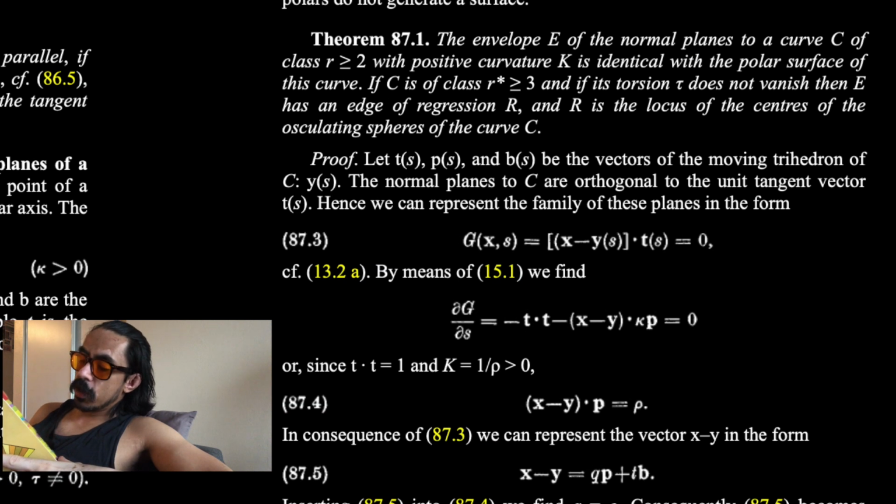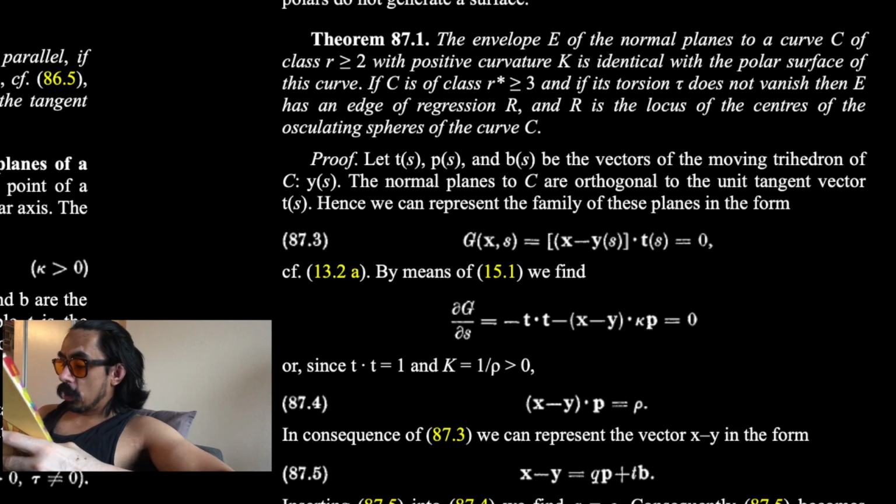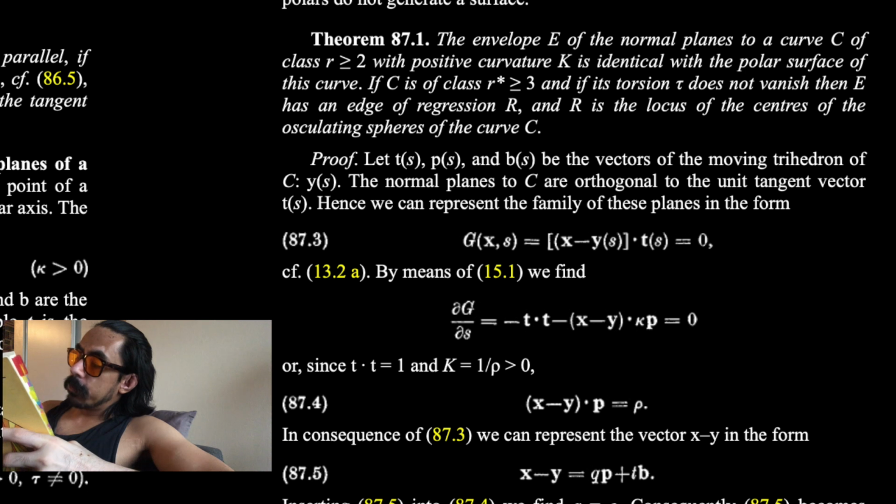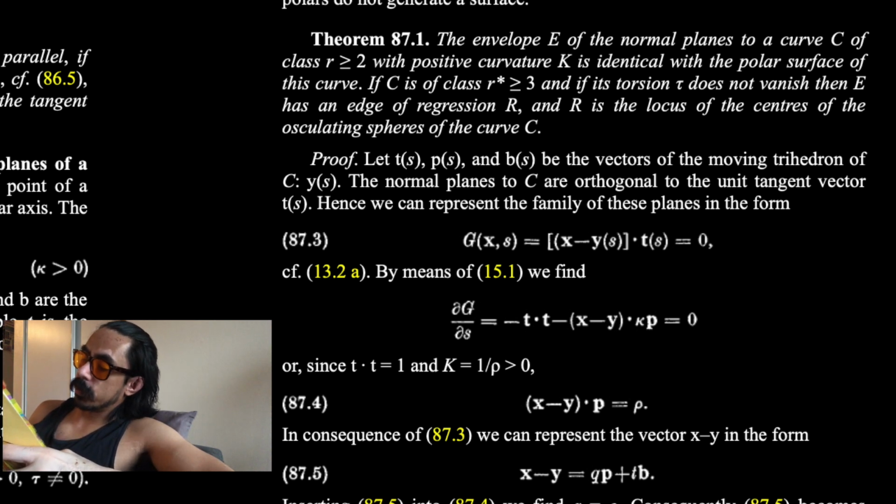And now we come to theorem 87.1. The envelope capital E of the normal planes to a curve capital C of class r greater than or equal to 2 with positive curvature kappa is identical with the polar surface of this curve. If capital C is of class r star greater than or equal to 3, and if its torsion tau does not vanish, then the envelope capital E has an edge of regression capital R, and capital R is the locus of the centers of the osculating spheres of the curve capital C.